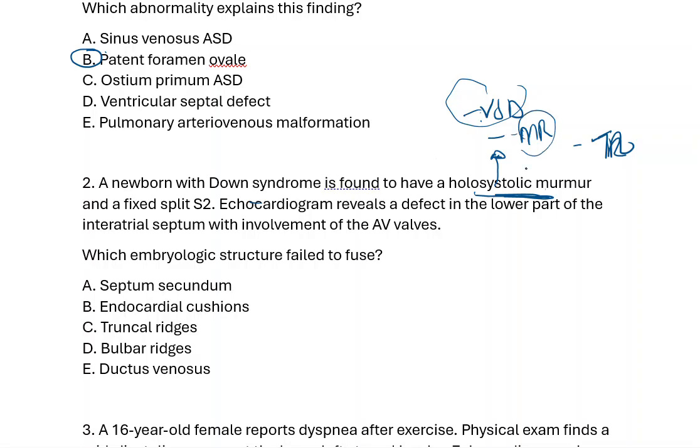If I'm also hearing it at the parasternal border, in the left parasternal area, that could also be tricuspid regurgitation.